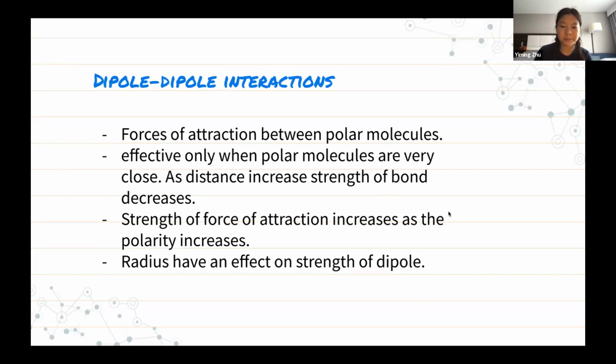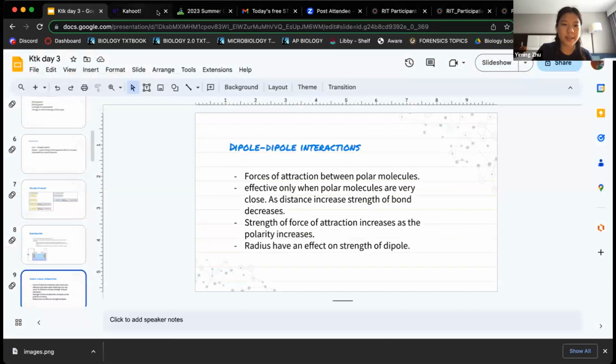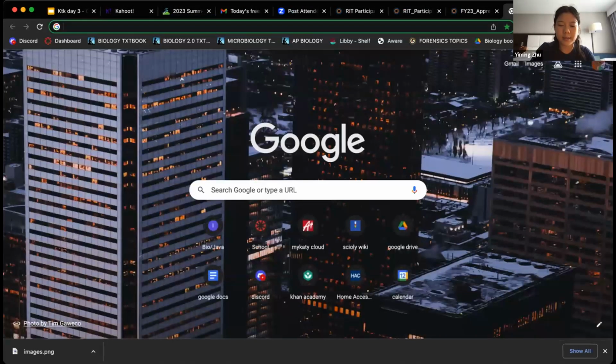I don't have a picture over here, but I think it's probably easier to understand if you see a picture. So I think I'll just pull one up really quickly. Just go to a new tab.